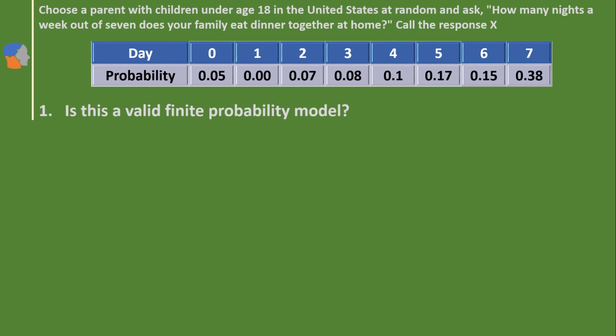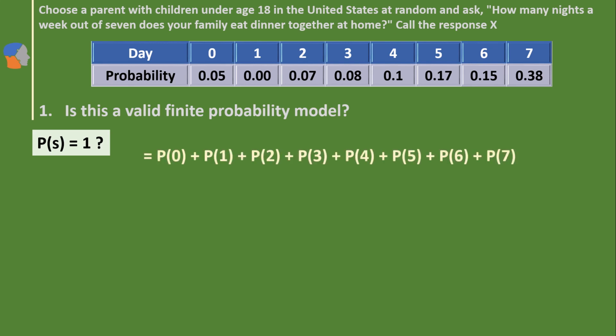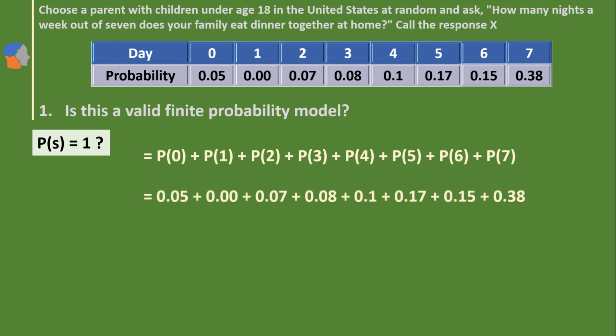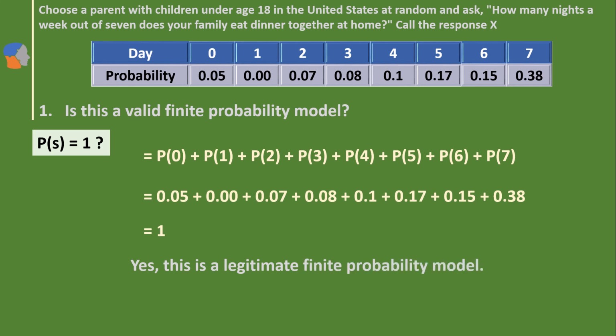Now go to the first one. Is this a valid finite probability model? How do we check? We use a probability rule. Which one? The probability of the sample space is 1. Here the x values are 0 to 7, so we need to find the corresponding probabilities and add them together. The corresponding probabilities are given, so the summation of these probabilities is 1. Therefore, yes, this is a legitimate finite probability model. If this is not 1, then no, this is not a legitimate finite probability model.